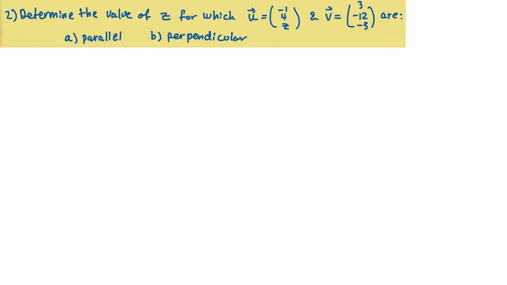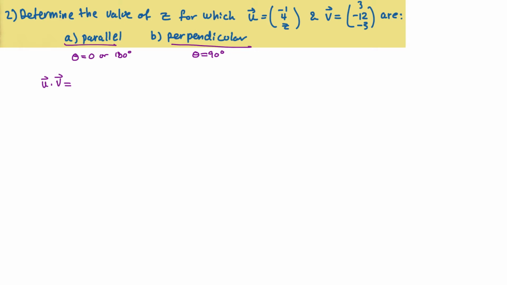In this question, we're asked to determine the value of z for which vector u and vector v are parallel and perpendicular. There are multiple ways of going about this, but if we were to use the dot product, then when the two vectors are parallel, the angle between them is either 0 or 180 degrees, and when they're perpendicular, their angle is 90 degrees. For both situations, we will need the dot product of the two vectors. So let's write that down first.